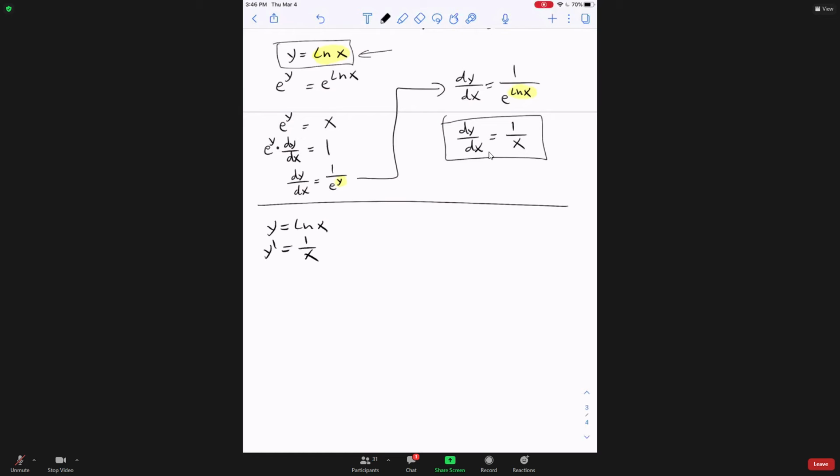Or if I said f of x equals natural log of 4x squared plus 5, how would you take the derivative of that? Well, the derivative would be 1 over 4x squared plus 5. But then you've got to use the chain rule, times the derivative of what's inside. What's the derivative of 4x squared plus 5? 8x. And then this would simplify to 8x over 4x squared plus 5.